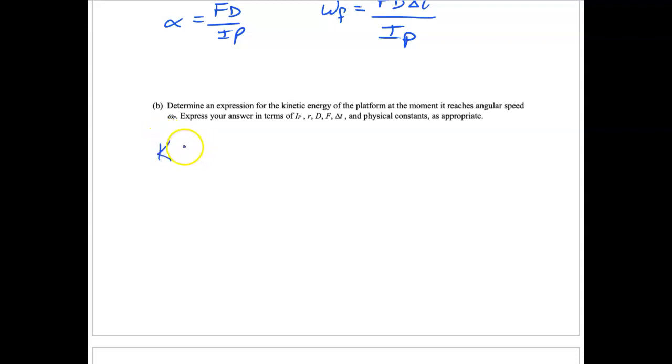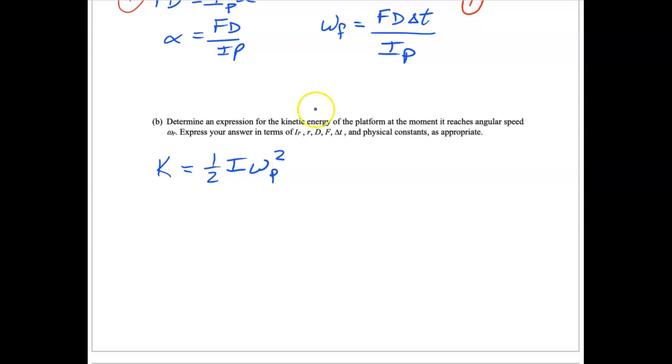So I know that this kinetic energy is rotational kinetic energy, so that's 1/2 I omega for that platform squared. And we just derived the equation for the final angular speed of the platform, so we can plug it in. So this is equal to 1/2 of I times, and now we've got the force times distance times delta t all over I, and we're going to square that.